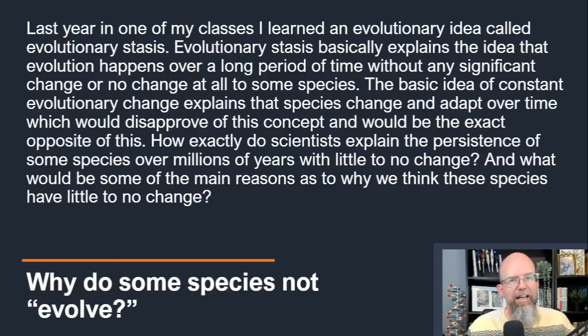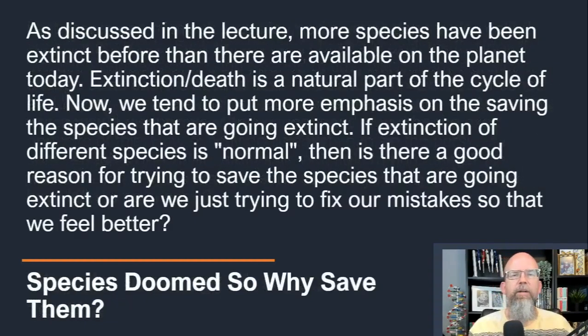I would say it's an expectation of evolutionary theory that some species will not have changed very much over time. Continuing on with the theme of species. As discussed in lecture, more species have become extinct before than there are available on the planet today. Yes, we talked about how there's been many billions of species. Our look in the fossil record suggests that there are hundreds of times more species that have existed and gone extinct than are present alive today, even though there are 3 to 10 million species alive today. So therefore, extinction and death are part of the cycle of life.